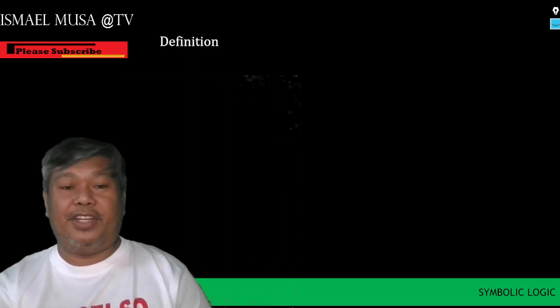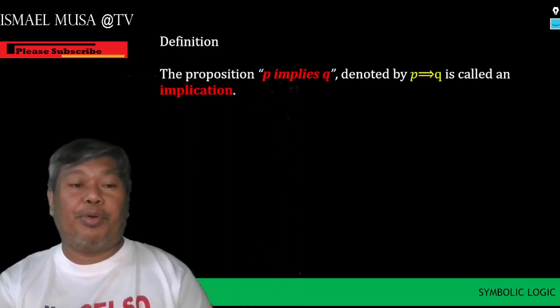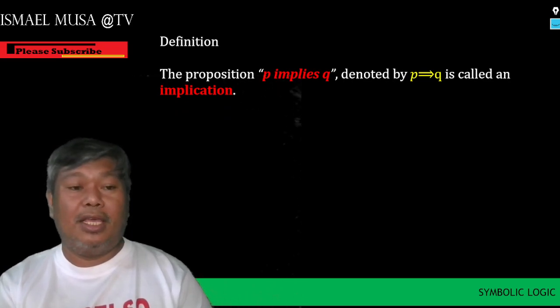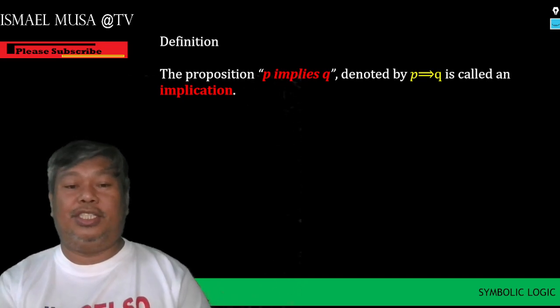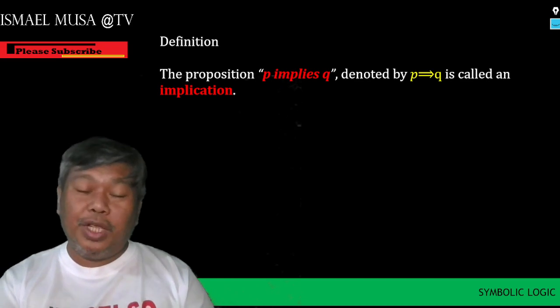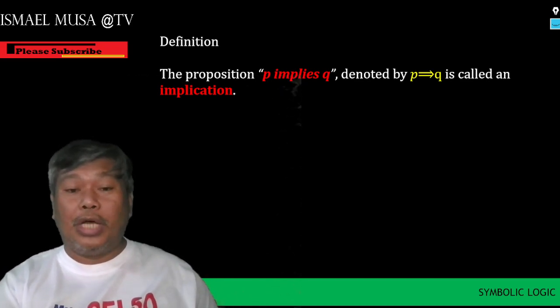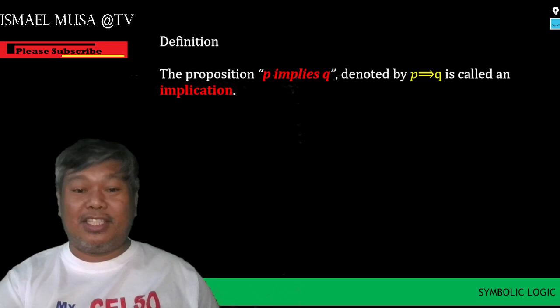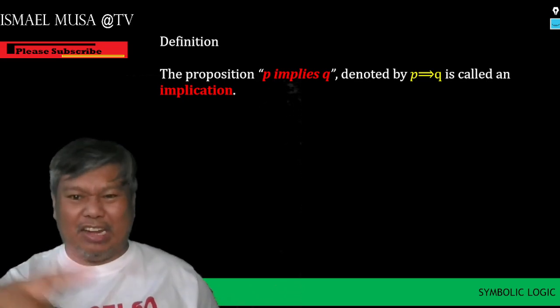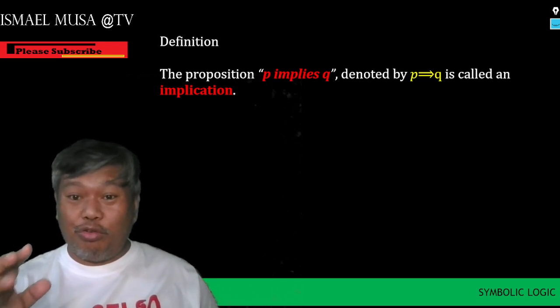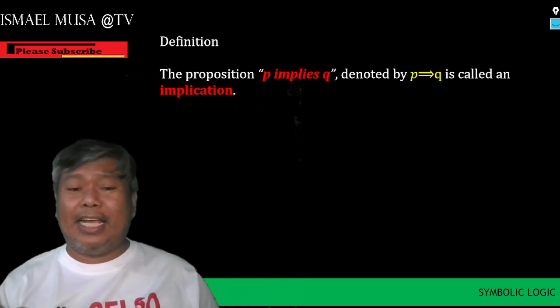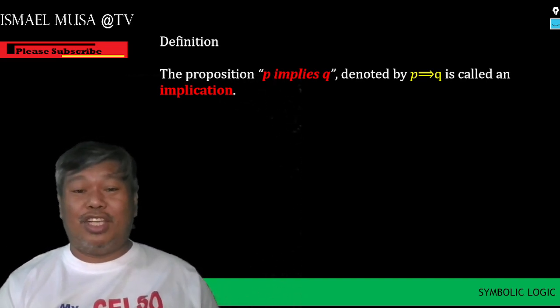Let's have another definition. The proposition P implies Q, denoted by P arrow to the right Q, is called an implication. And we know if the conclusion is true, regardless of the premise, the implication is always true. Now, take note of that. If the conclusion is true, regardless of the premise, the implication is always true.